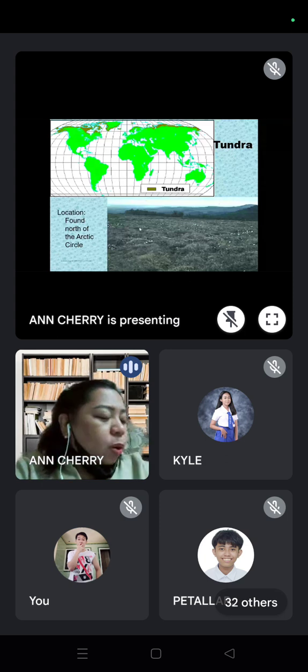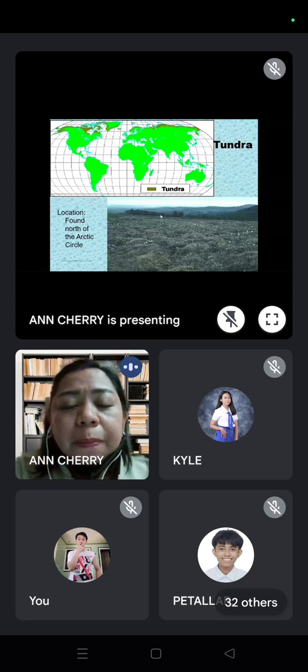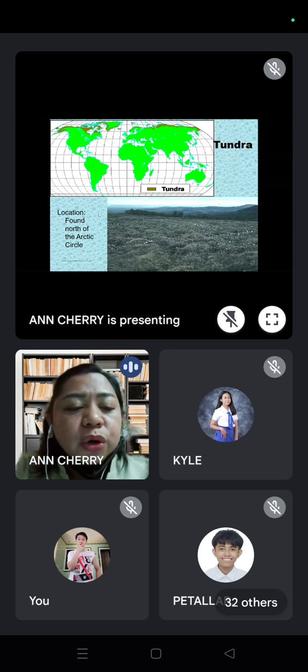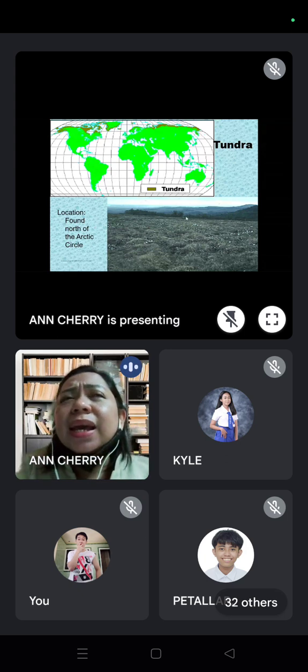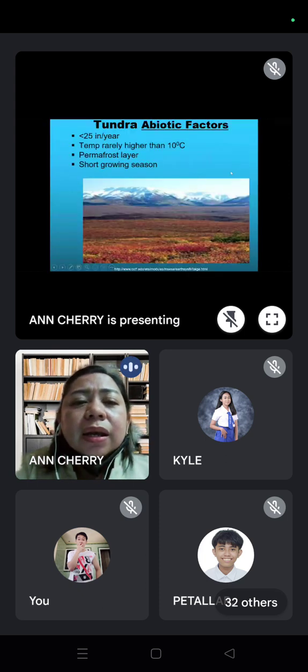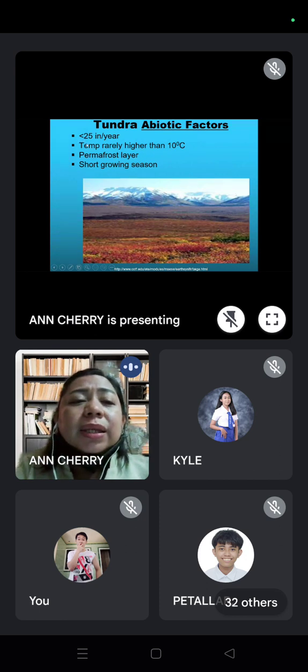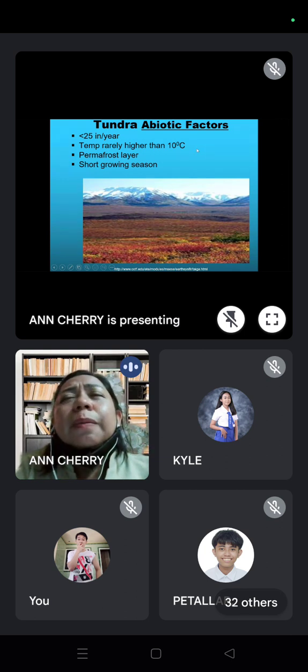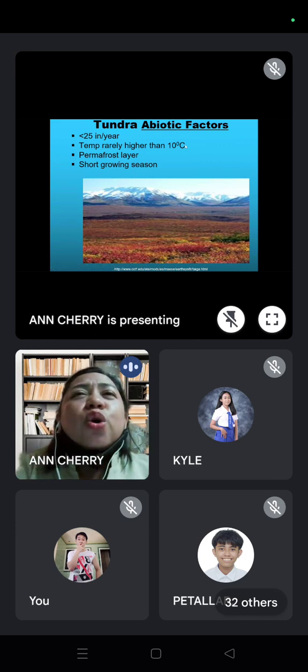Okay. Then we have, okay, last, the tundra. No? Tundra, they are found at the north of the Arctic Circle. So, pinakataas. So, north of the Arctic Circle. And, okay, less than 25 inches of rain per year. And the temperature is really lower than 10 degrees Celsius. And in the tundra, they experience winter 6 to 9 months, no? And with no daylight. And summer is very short. Imagine, with no daylight.